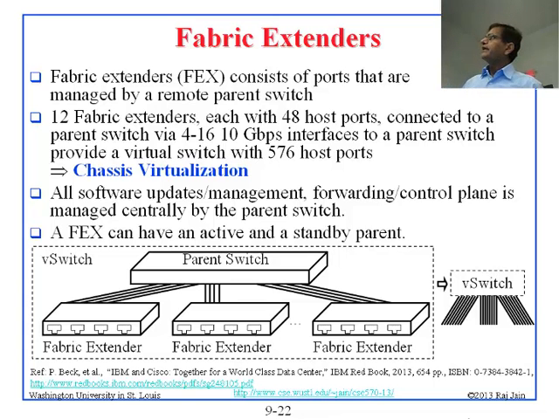Alright, FEX consists of ports that are managed by a central remote parent. L2 fabric extenders have 48 host ports; you can buy these extended 48 ports, connected to a parent switch via 4 to 16 10 gigabit interfaces. So you could have 4 to 16 uplinks here. The parent switch provides a virtual switch with 576 ports. So how do you get 576? You have 48 host ports per fabric extender, and the parent switch has 16. 16 times 48 is 576.